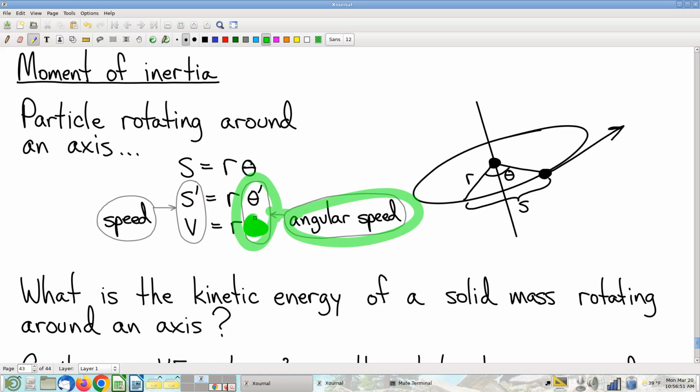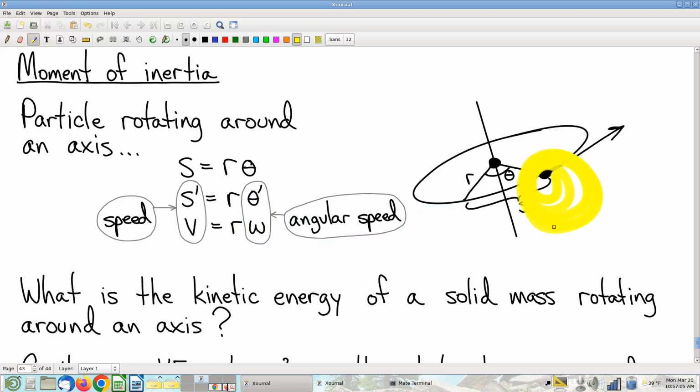And by the way, this is the notation for it. It's the Greek letter omega, lowercase. Okay. All right. So now here's the problem that we're going to address. Let's suppose that I have a large mass. Not just a single point, right? But I have a large mass, and that large mass is rotating around an axis like this. And let's talk about how much kinetic energy is there in that motion, right?